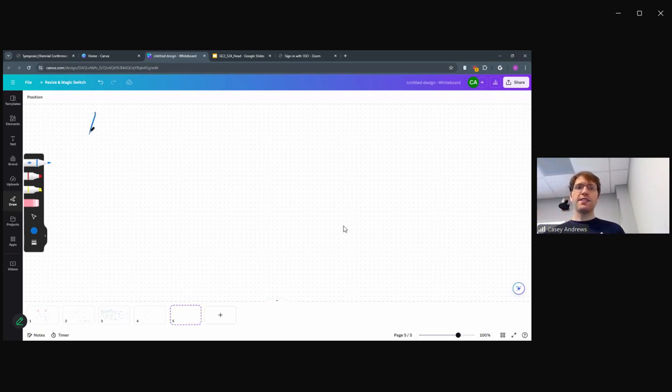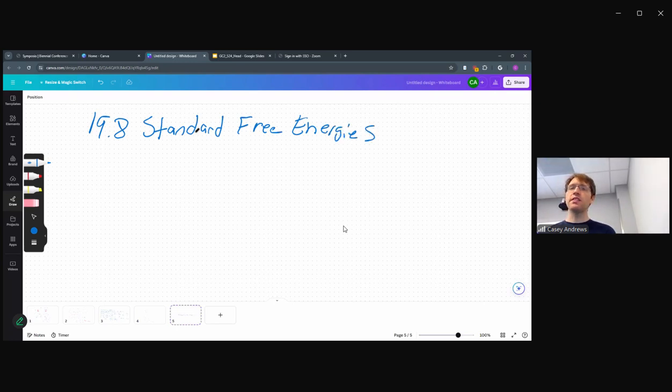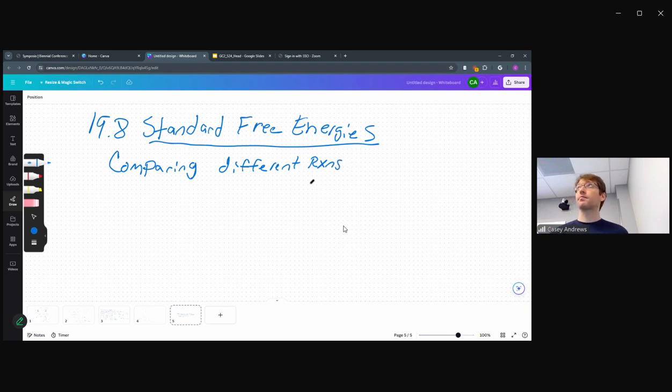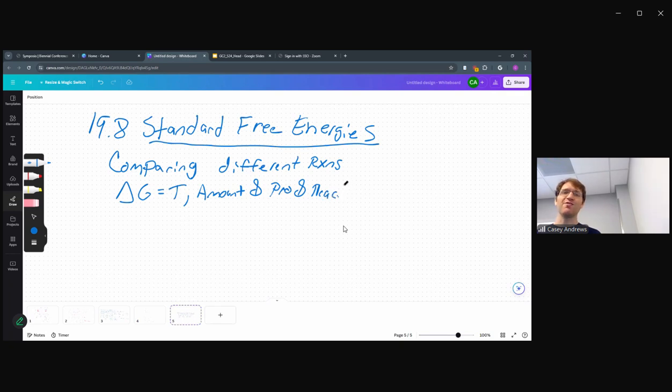All right, so let's go on to chapter 19, section 0.8, which is talking about standard free energies. And to me, one thing standard free energies are really good at is comparing different reactions. Because when we calculate delta G, it's actually based on a few things. Delta G is based on temperature. It's based on the amount of product and reactant.